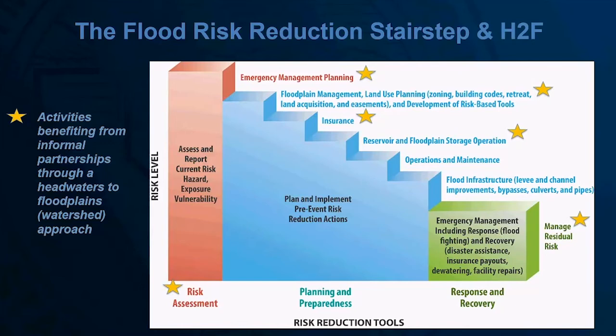Emergency management planning is a core component of that, and in emergency management, the more players you have through exercises, when you get to an emergency, you've established a connection where you can implement that. Floodplain management, land use planning, which includes zoning, building codes, retreating from areas that are at risk of flooding, we call it relocating, land acquisition and easements, as well as development of risk-based tools is another core area where we can share information and best lessons. Insurance is something that individuals can do to protect themselves so they can have a quicker recovery when flooding occurs.